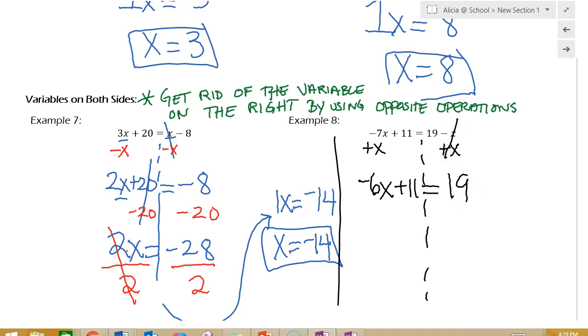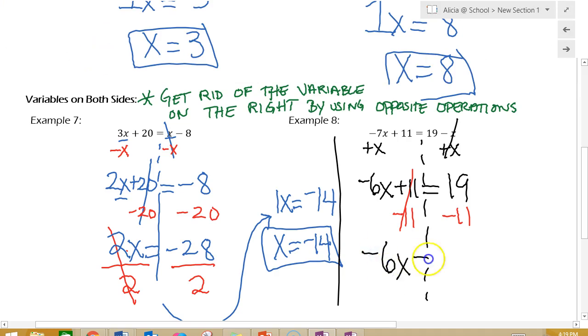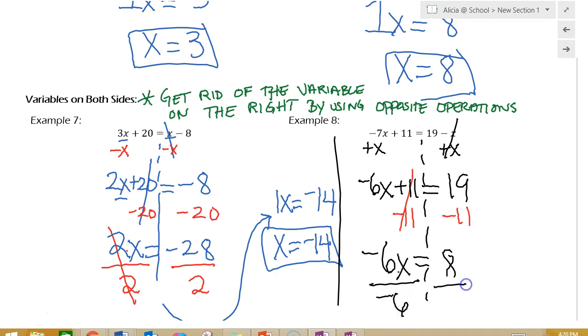Still have to isolate that variable, so going back to my addition and subtraction. If I'm adding 11, I have to do the opposite operation, which is subtract 11. Whatever I do to one side, you have to do it to the other side. So on my left side, I have negative 6x equaling 19 minus 11 is 8. If I am multiplying negative 6 times x, the opposite of multiplication is division. And whatever I do to one side, I have to do to the other side.